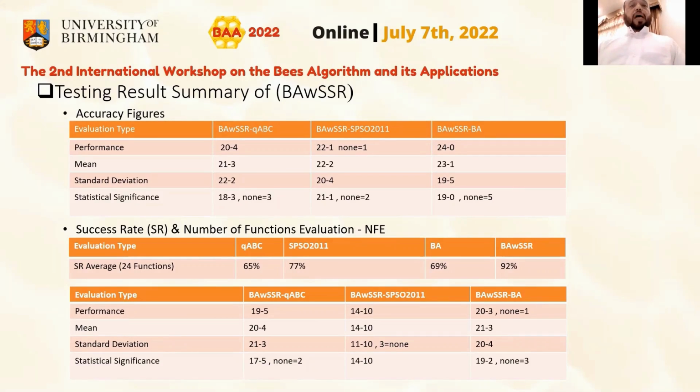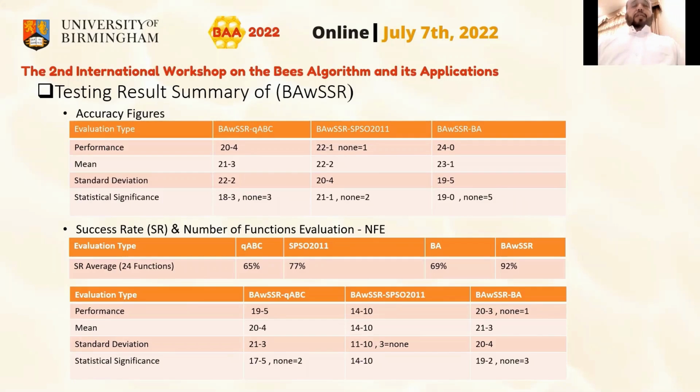In terms of evaluation count, the proposed algorithm also achieved a good result. This is what we call speed. So the proposed algorithm needed fewer function evaluations than QABC. It won 19 of the functions, while QABC won only 5. And this also applies to the other algorithms in the comparison.